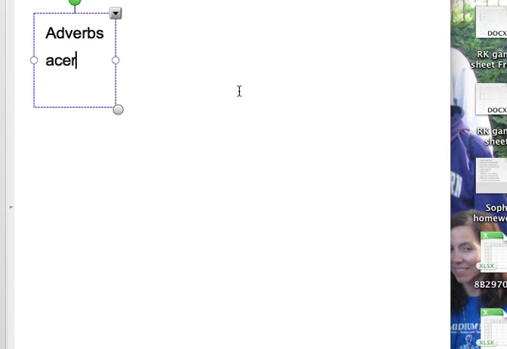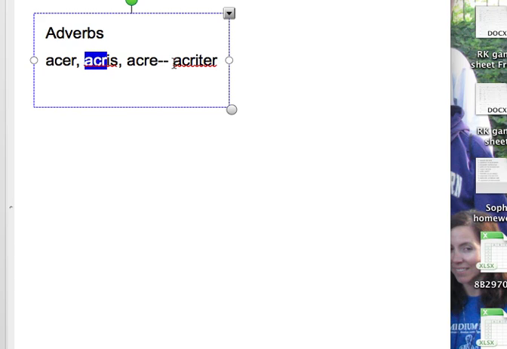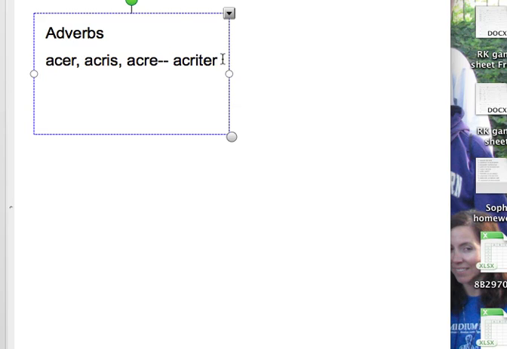Okay, for example, acer, acris, acre, which means sharp or fierce. Okay, to make that an adverb, instead of adding E at the end, which would obviously make it kind of confusing because of the E there, we are going to add iter. Acriter. We got our base from right here, ACR. Acriter is the adverb form. Okay? The adjective means fierce or sharp. Acriter therefore means fiercely or sharply.